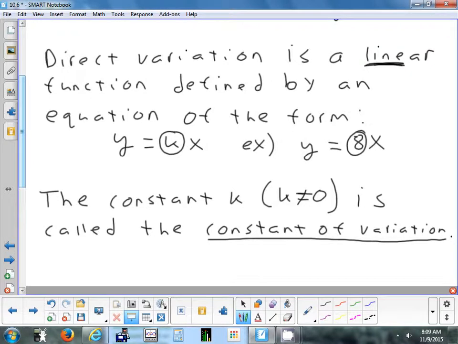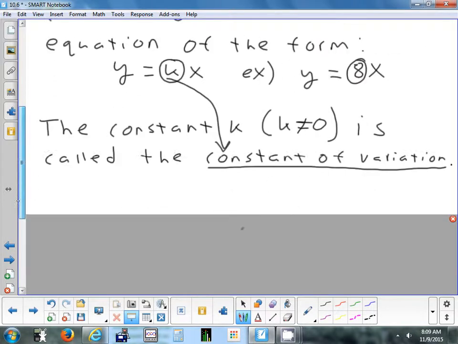Okay, so any questions on which letter is the constant of variation? All right.